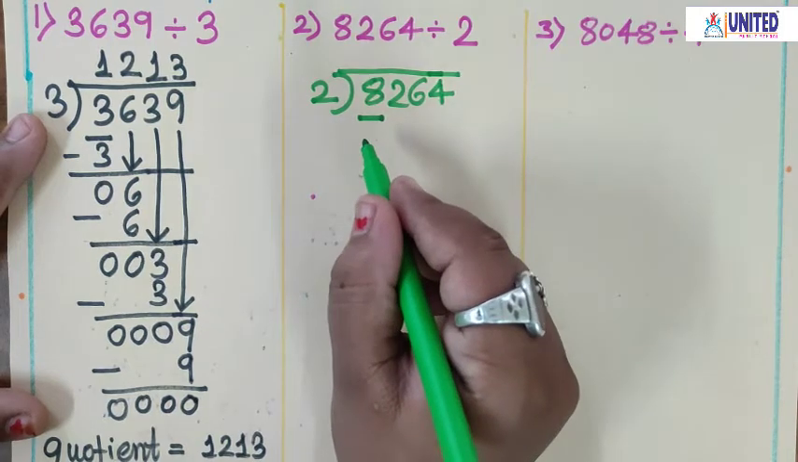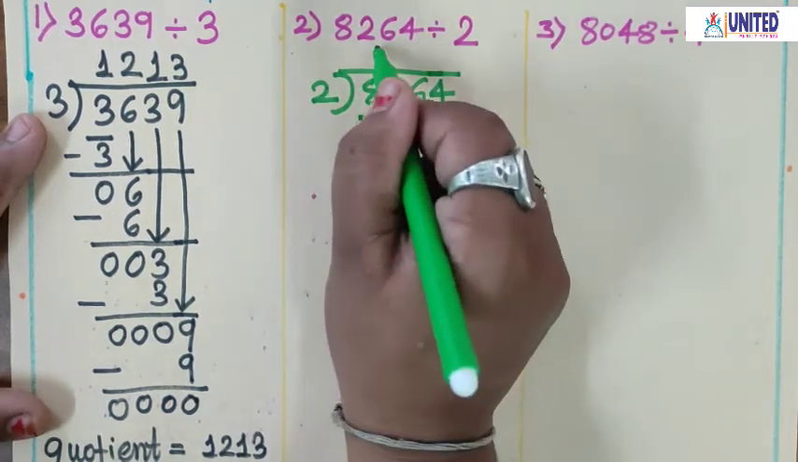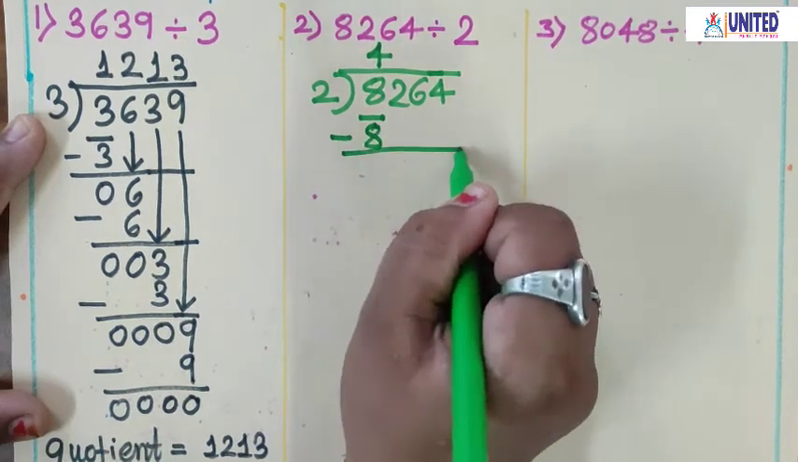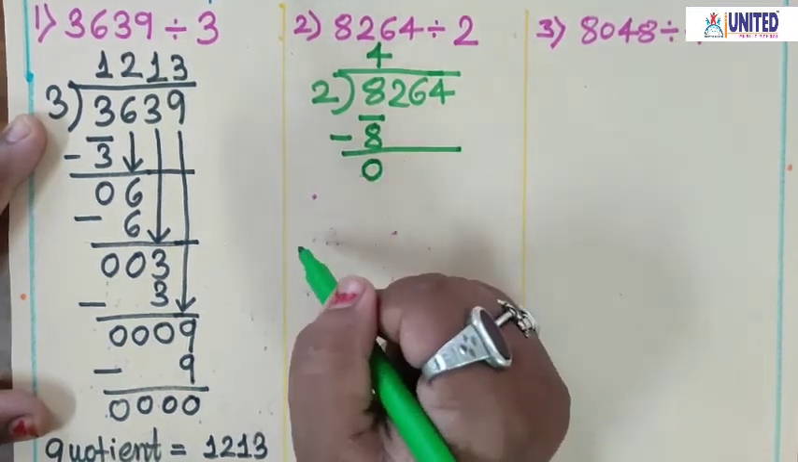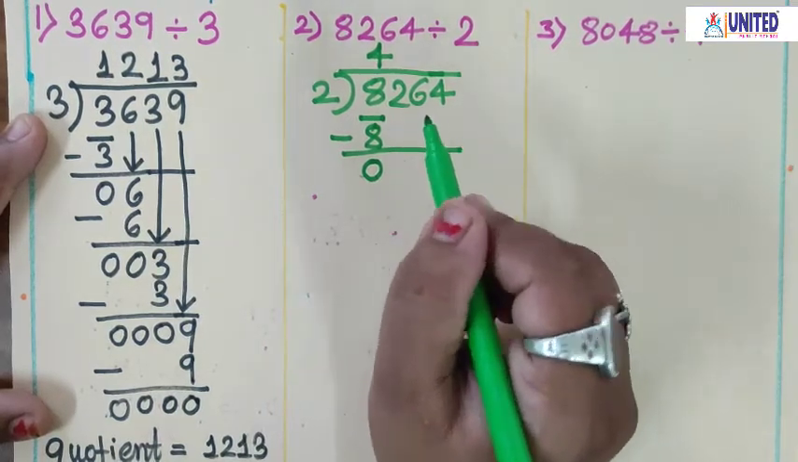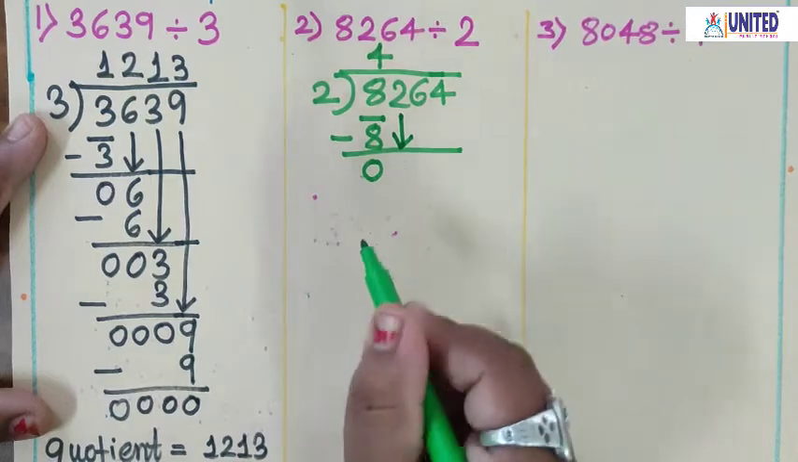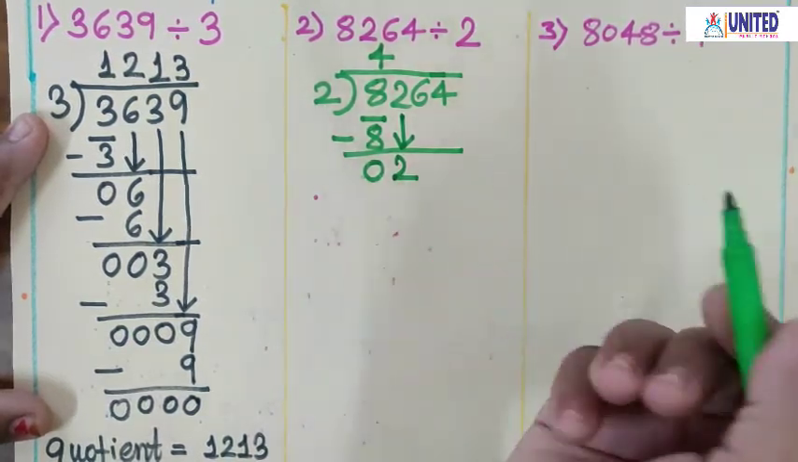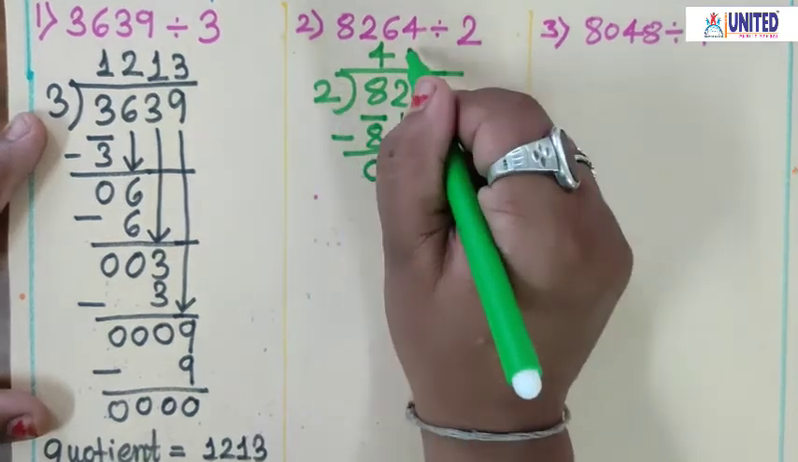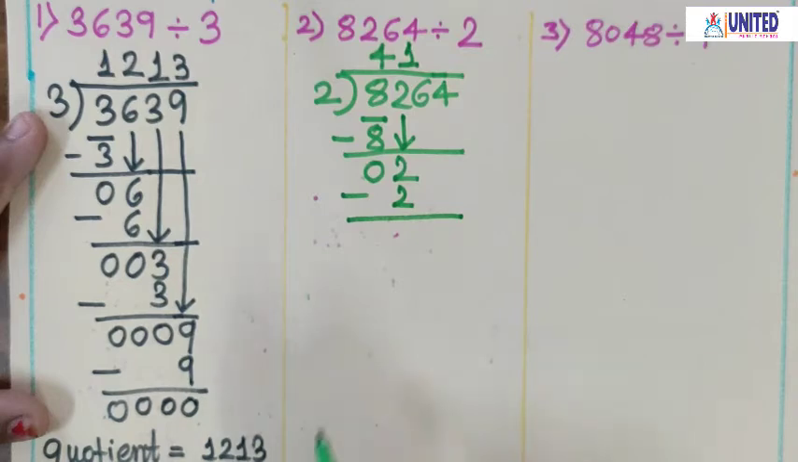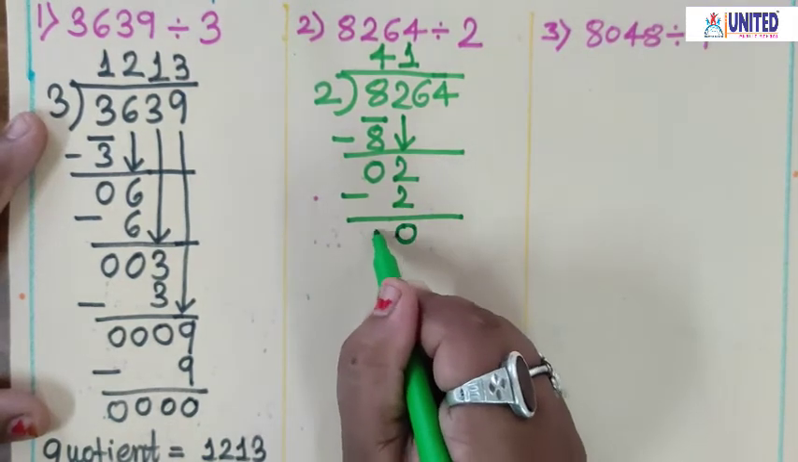Okay. So 2 4s are 8. So we write here 8. Now 8 minus 8 is 0. Now 3 numbers are remaining. But one by one I take the downside. So first I take the 2 downside. So now number is 2. It is equal to 2. So we can divide it. So 2 1s are 2. Right? So 2 minus 2 is 0.